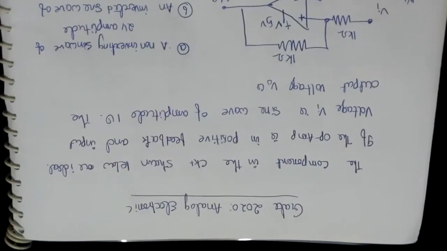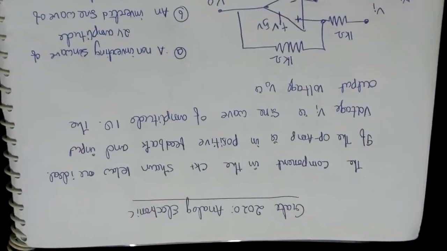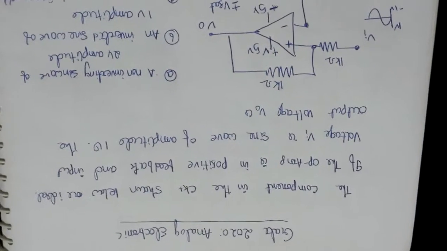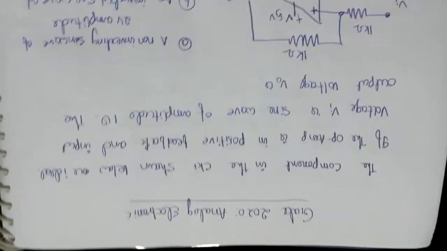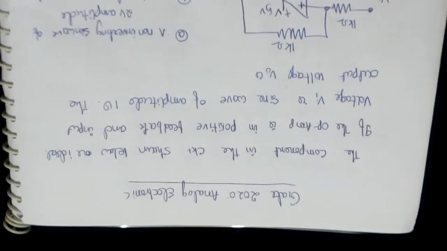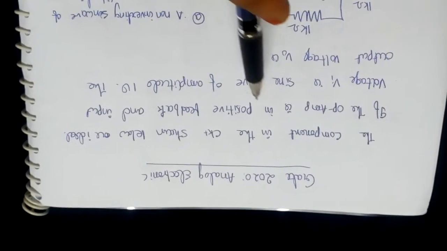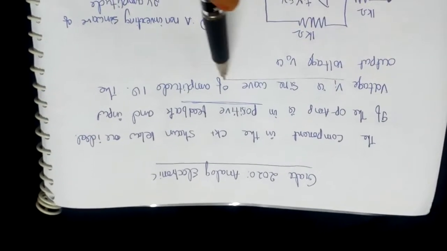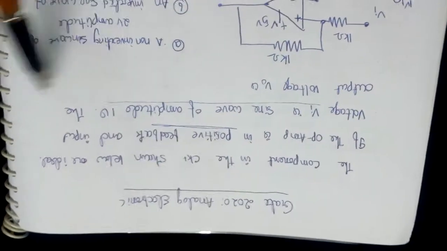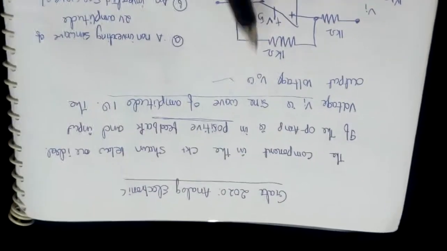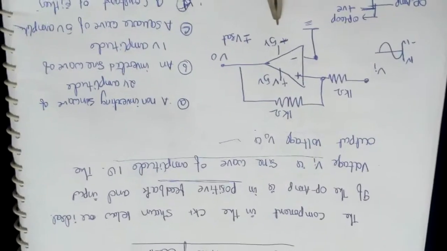Hello, this is a GATE 2020 question related to analog electronics. The topic is operational amplifier, so let's see the question. The component in the circuit shown below, which is an ideal operational amplifier, is in a positive feedback, and the input voltage Vi is a sine wave of amplitude 1 volt. The output voltage V0 will be how much? So you have to find out the output voltage for this circuit.